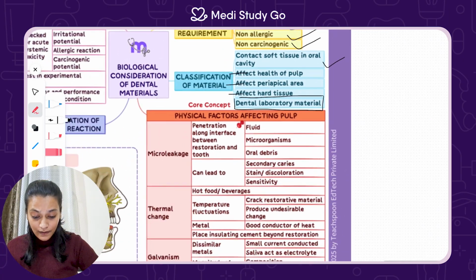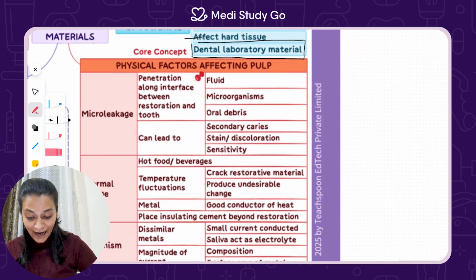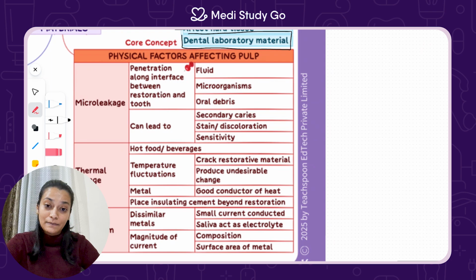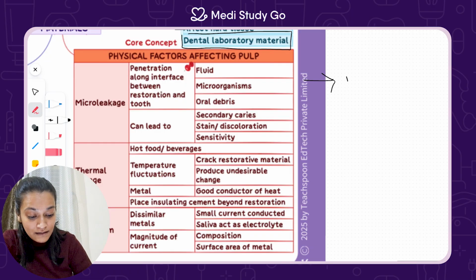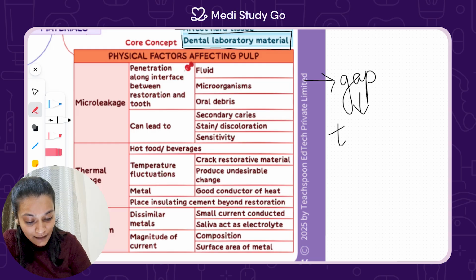Now, the physical factors that actually affect the pulp, there are multiple, right? First thing being microleakage. So what do you exactly think happens in microleakage? First thing is there is a gap. And where is it present? It's at the tooth restoration interface.